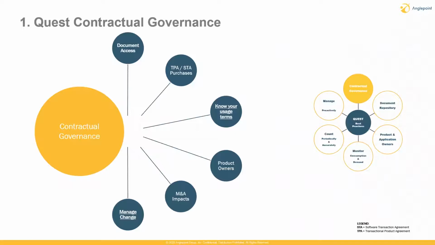Switching over to TPA and STA, Quest probably sold more products transactionally than it ever did through its master or framework agreements over the years. And these transactions, these EULA terms, were very specific to the period when they were sold. Historically, they were called TPAs, or transactional product agreements. And I should say by EULA terms, I mean end user license agreements. Nowadays for Quest, it's called STA, or the software transaction agreement.